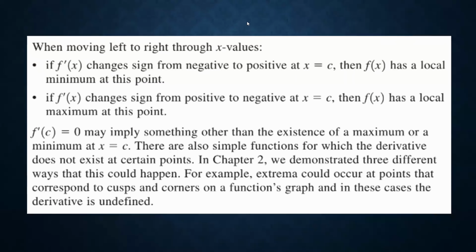And you see that this is where this point c comes. So f prime of c equals 0 may imply something other than the existence of a maximum or minimum at x equals c. Because remember, what does it mean that the derivative equals 0? Tell me, guys. Tell me the geometrical interpretation of a derivative. When we find the derivative, what exactly is it in terms of graphing?